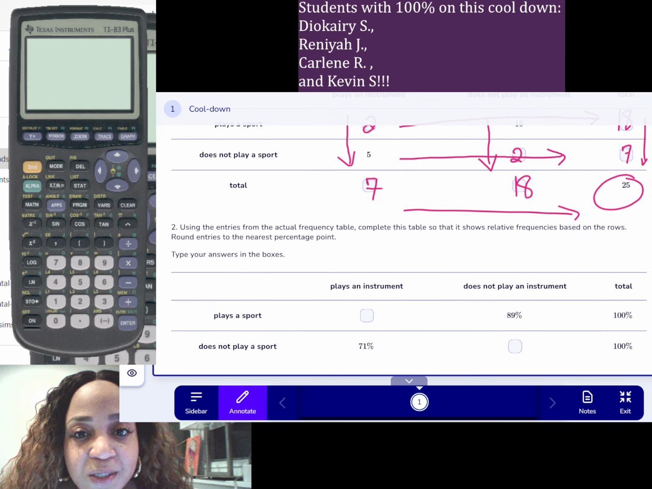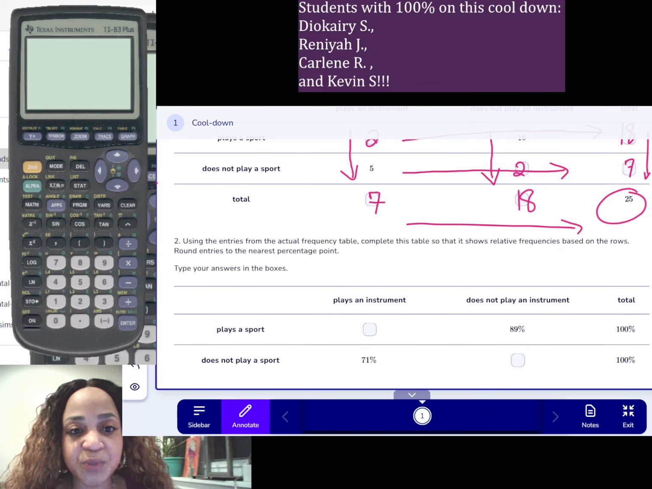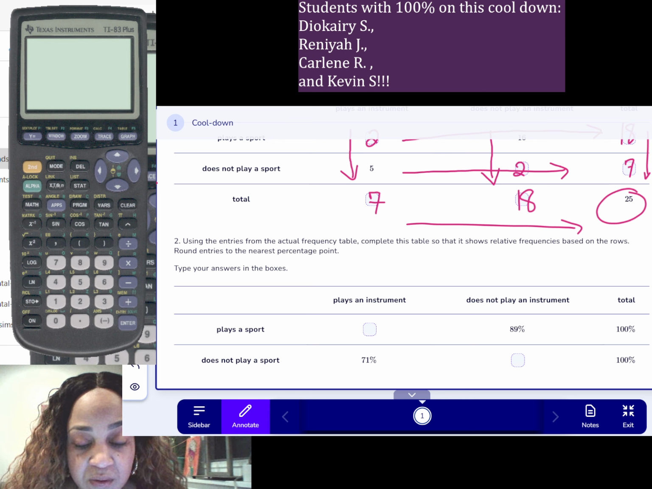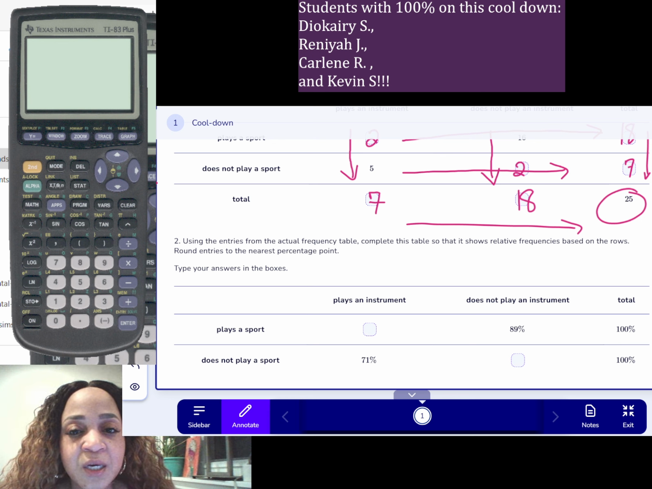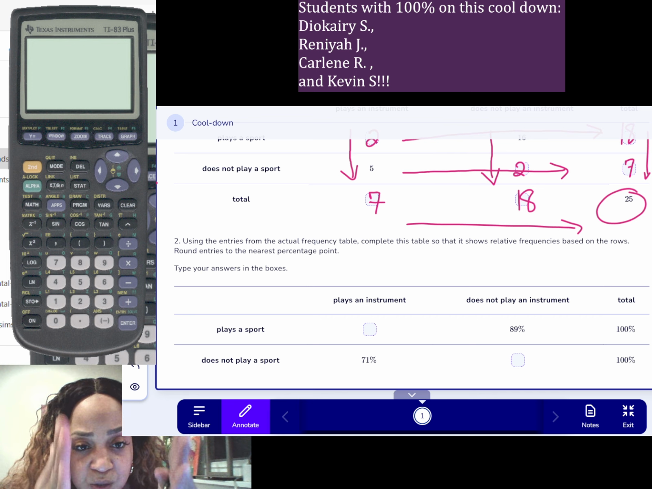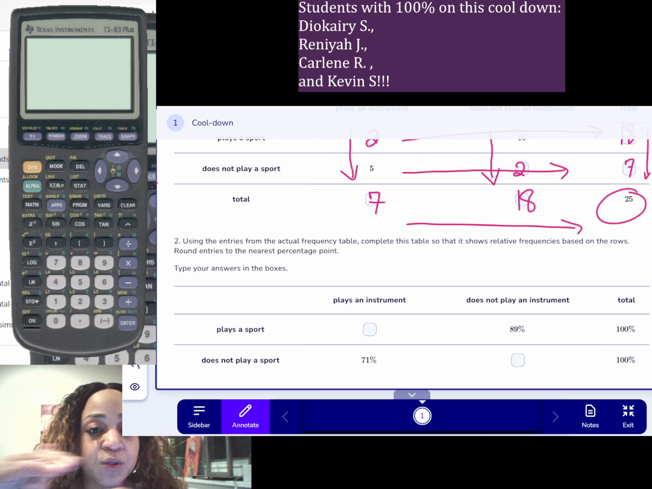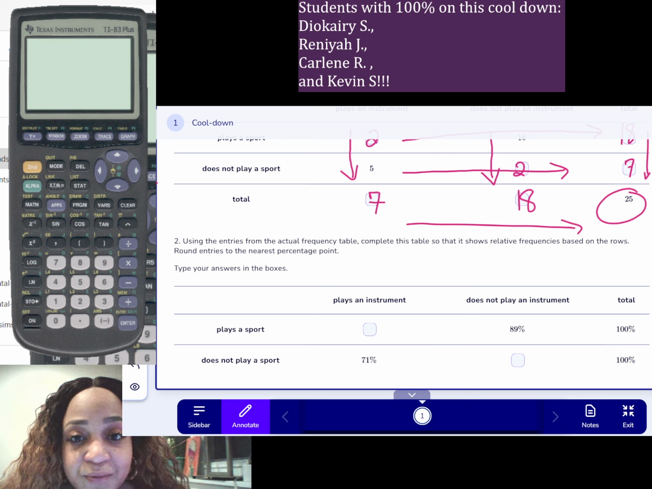All right, so the last part of the cooldown has a relative frequency table that we have to complete. So look at the major difference between the two-way table and the relative frequency tables. The regular table just has the data, just the numbers. But when we look at the relative frequencies, we have percentages that were calculated. You have to be careful. You have to read the question carefully to know which totals to divide by. Sometimes it's the totals in the columns, but sometimes it's the total in the rows. So you have to be very careful and read the question.